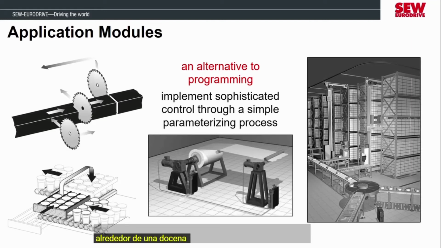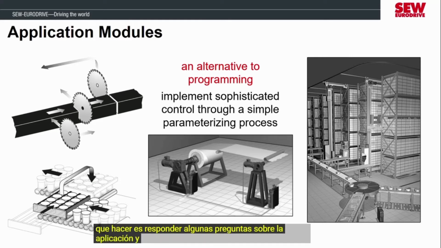We have around a dozen modules to choose from that are tailored for different applications, like palletizing, flying saws, winders, turntables, positioning, master-slave synchronization, etc. The application modules are a lot easier to work with because all you have to do is answer some questions about the application. Then, customized IPOS code is created in the background, so you don't have to figure out how to program the customizations and math functions from scratch.